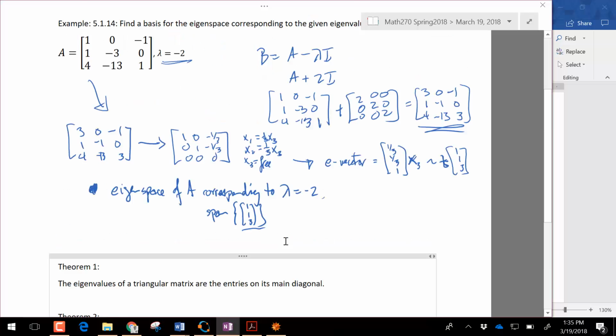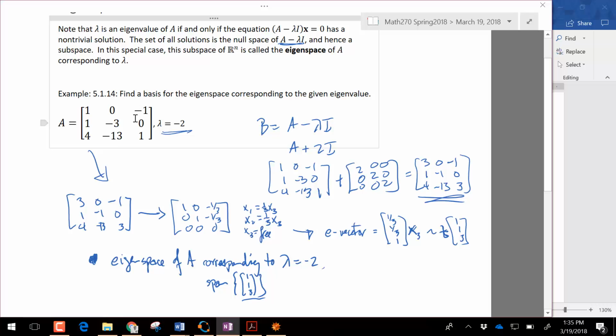Well, it's the null space, not of the original matrix. It's the null space of this new matrix. And that's the tricky part, is that this is what we're actually looking at. We look at this A minus lambda I as some new matrix, and the null space of that matrix is the eigenspace.